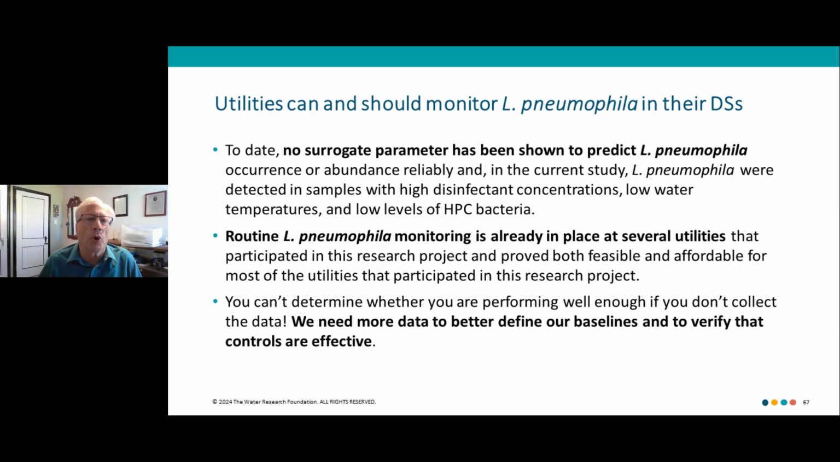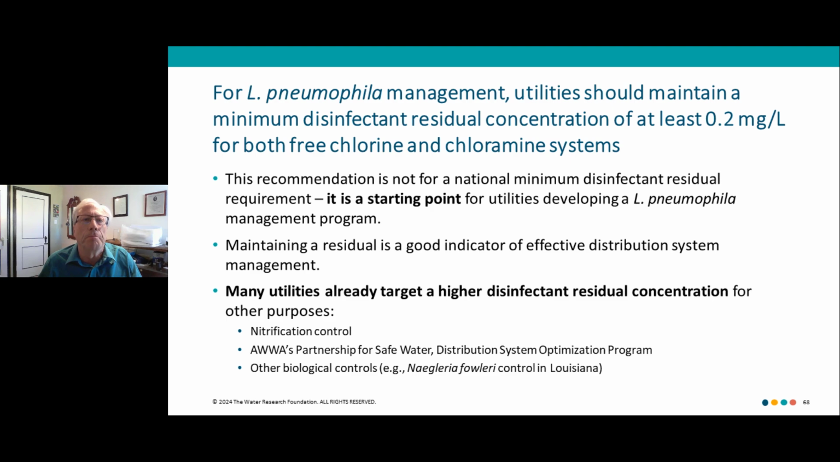And as Mark has said, we're able to monitor for Legionella pneumophila. So let's go out and collect the data. There is no surrogate parameter that can substitute for Legionella pneumophila. You can't collect total coliform data and then relate that to what's happening with Legionella pneumophila. And HPC bacteria tell us maybe about what's happening in the system, but not directly about Legionella. So we need to go out and take routine samples. And we have the method to do that. And we need that baseline data to understand our systems better.